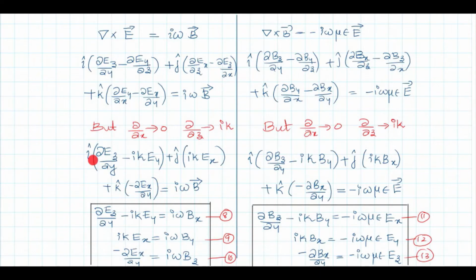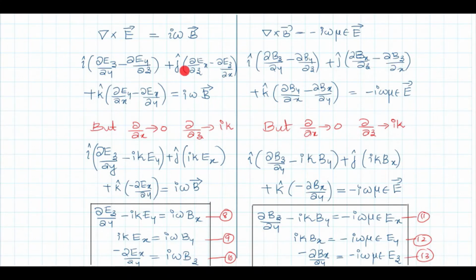So you will get î(∂Ez/∂y − ikEy) + ĵ(ikEx) + k̂(−∂Ex/∂y) equal to iω B. The right hand side is again Bx î + By ĵ + Bz k̂. Equating the coefficients of î, I will get ∂Ez/∂y − ikEy = iωBx. Similarly, ikEx = iωBy, and −∂Ex/∂y = iωBz. Call these equations 8, 9, 10.